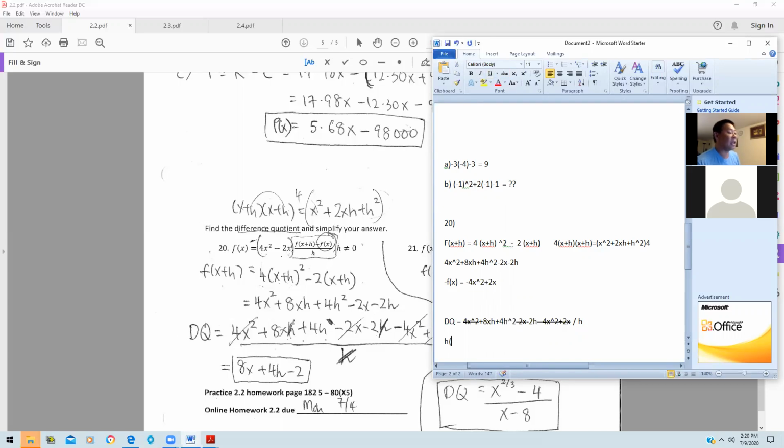Once you factor the h out, you will get 8x on the first one, 4h on the second one, and then minus 2 on the last one, because you take the h out of each case. And this is all over h. And the h over h you can cancel. So this is why I say this is super difficult. And in calculus, we call this differentiation. So what you're left with is your answer, 8x plus 4h minus 2.